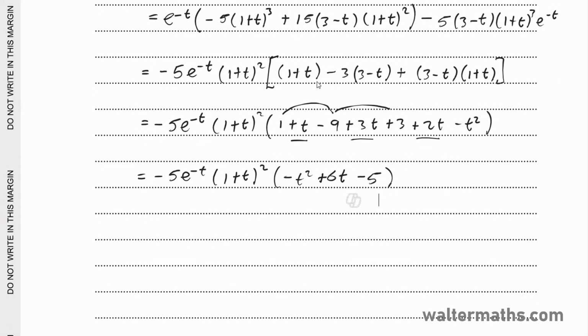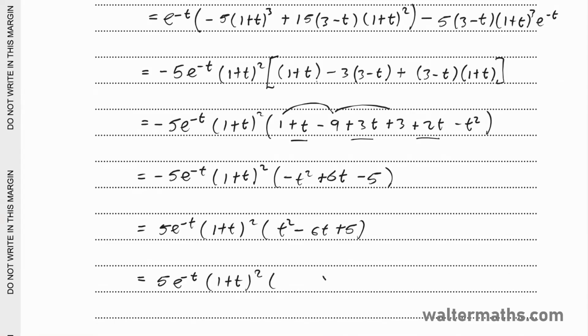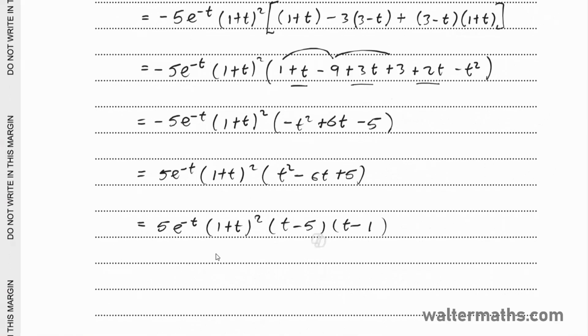All right, so that's going to be factoring out a minus. We now have 5e to the negative t of 1 plus t squared of t squared minus 6t plus 5, which is 5e to the negative t of 1 plus t squared, and that's off. Here we've got t and t, 5 and 1, then minus and minus. So this is what we'll be having. So that's what we get right here.